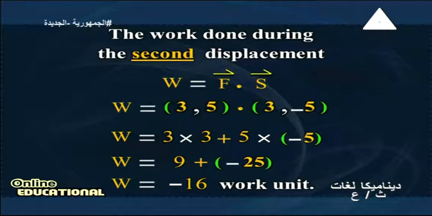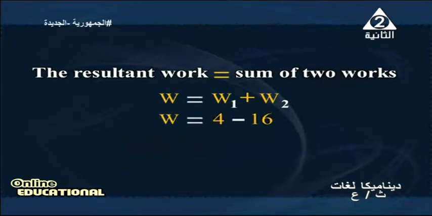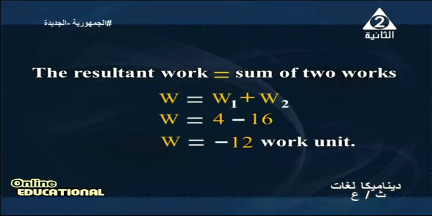Now we can calculate the resultant work. The resultant work equals the sum of the two works. W equals W1 plus W2, then W equals 4 minus 16. Then the resultant work W equals negative 12 work units.